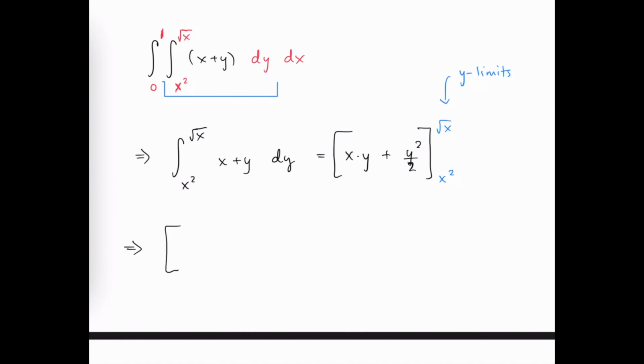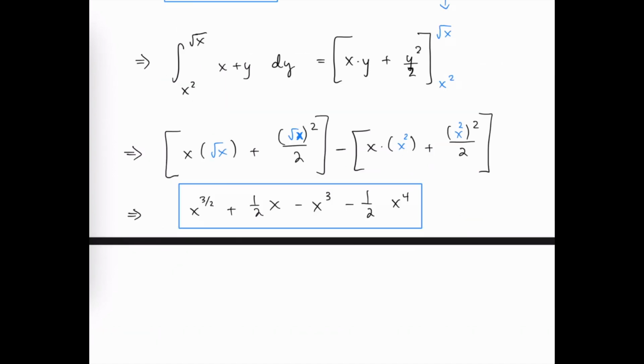So to plug in that upper limit, we're going to get x times y, but rad x is going in for y, plus y squared over 2, and again we're plugging in rad x. And then from that we subtract the lower limit being plugged in. Nothing gets plugged in for x, but we plug x squared in for y, plus y squared over 2, and again x squared, the lower limit, is plugged in for y.